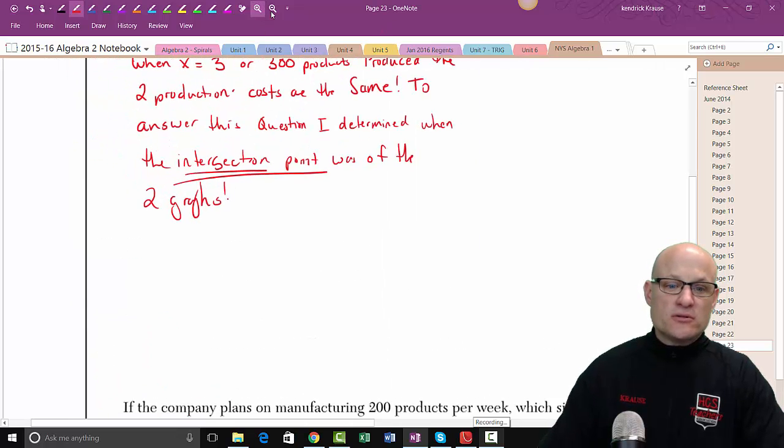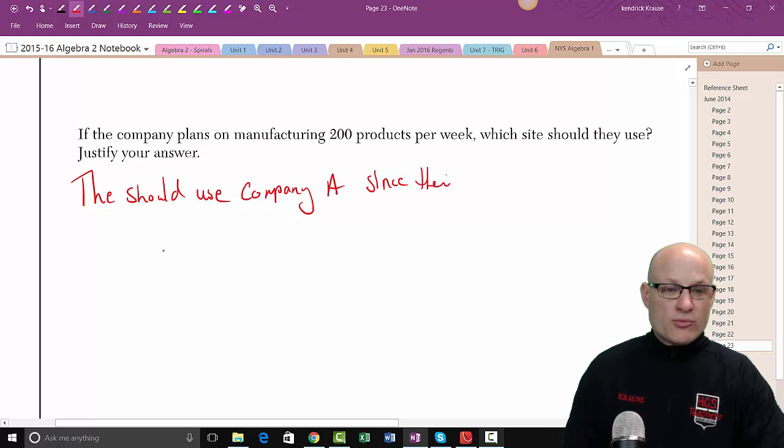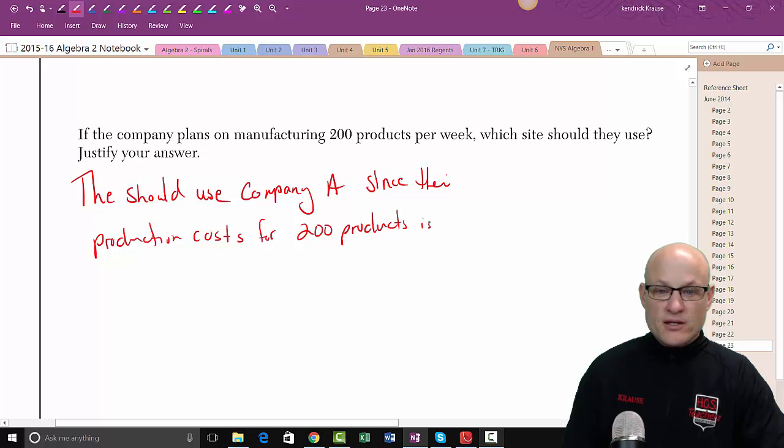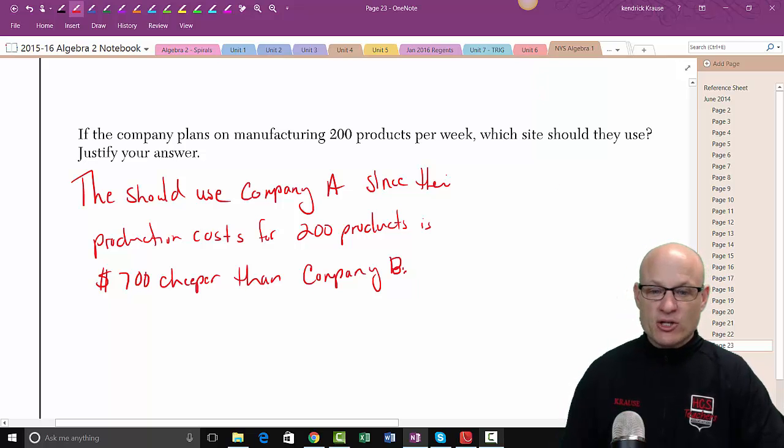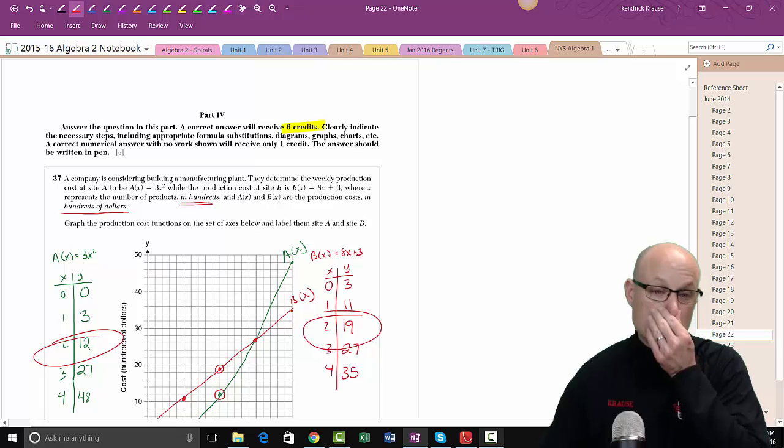So it doesn't say use the graph. So they should use company A since their production costs for 200 products is, and if you looked at it, it was $700 cheaper than company B. That's it. I mean, you can go back and look at the graph. It's 700. At 2, this is 19, which is 1,900, and this is 1,200. So that's $700 cheaper.